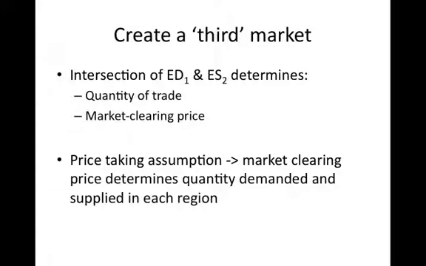Now that market clearing price doesn't just prevail in the market for trade, but through trade also prevails in the market for region 1 and the market for region 2. Now what's important here is that we're invoking this price-taking assumption. We're assuming that the market clearing price determines quantity demanded and quantity supplied in each region. If there's market power or any kind of distortions to the price in this third market that reflects trade, then it's not necessarily the case that this model would hold, and we would have to make some adjustments to get at this notion of an equilibrium.